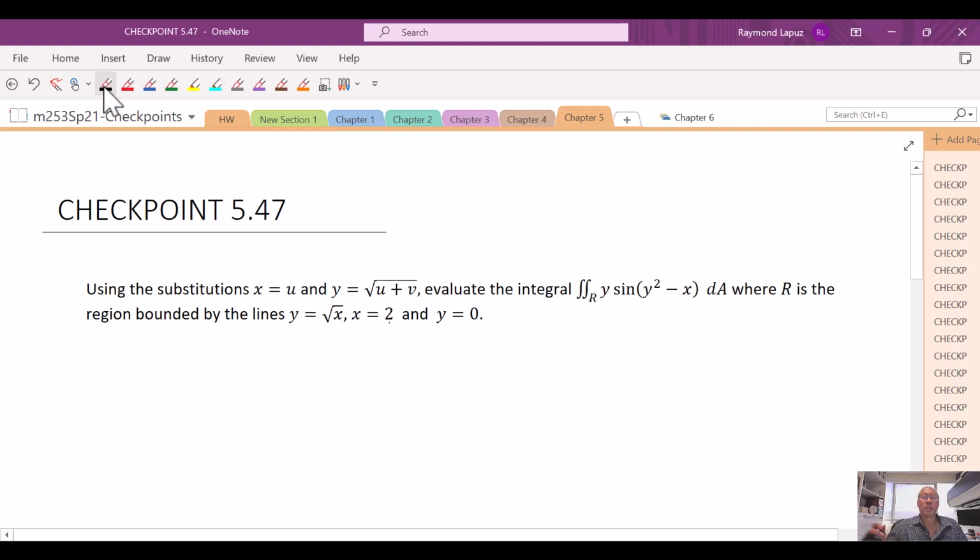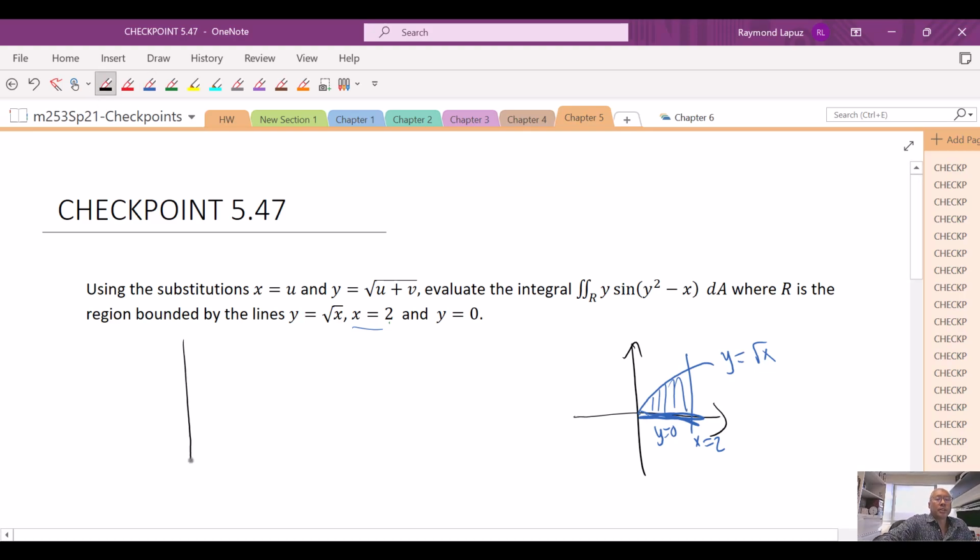So the first thing we probably want to do is figure out what this region looks like. We have the sideways parabola, y is equal to the square root of x. We have the vertical line x is equal to 2, and the horizontal line y is equal to 0. And so that's pretty clear what our region should be. Now what we want to do is imagine what this region will look like on the uv plane.